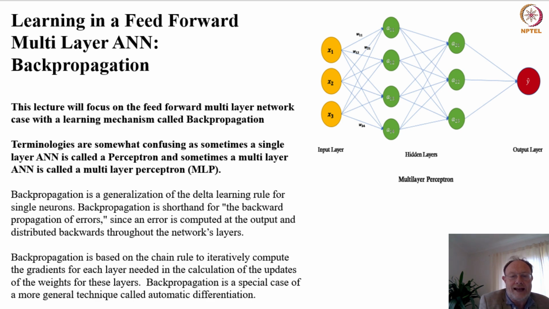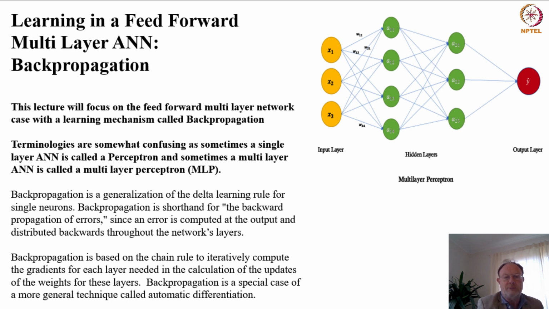Backpropagation is shorthand for the backward propagation of errors. That's very important to make things clear. So an error is computed at the output end, at the output layer, and distributed backwards throughout the network's layers, which is simply what's going on.